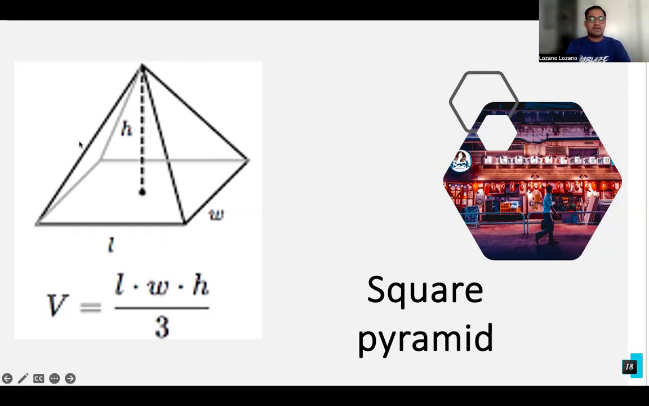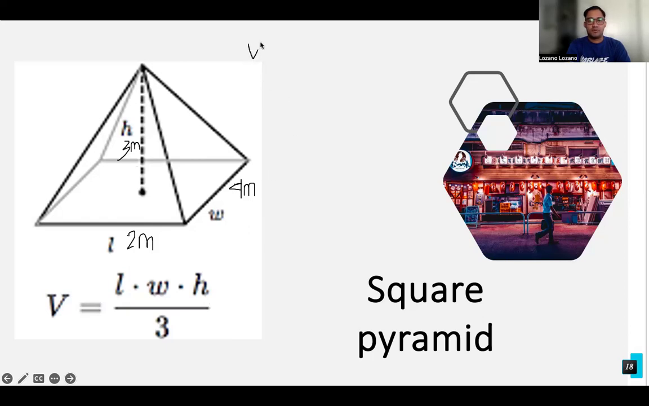Let's say, example, for our length, we have 2 meters. For our width, we have 4 meters. For our height, we have 3 meters. So again, multiply lang natin yan bago natin i-divide sa 3.